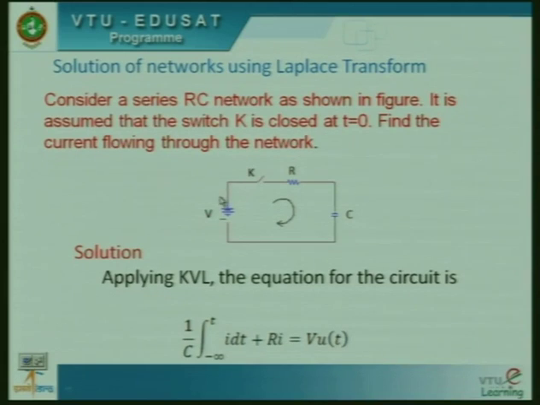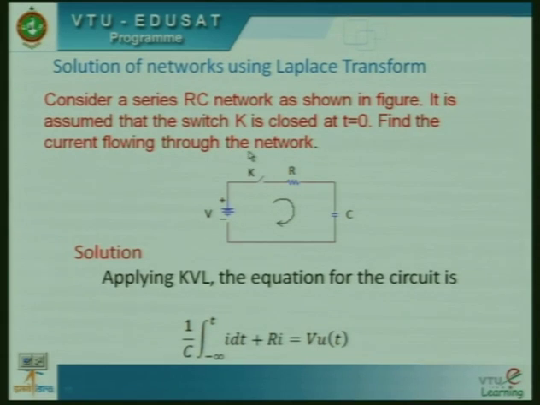The first problem which we are going to consider here is a simple RC network with DC excitation. Here we have an RC network and there is a switch. The problem states that, consider the series RC network, and it is assumed that the switch K is closed at t equal to 0. Find the current flowing through the network.